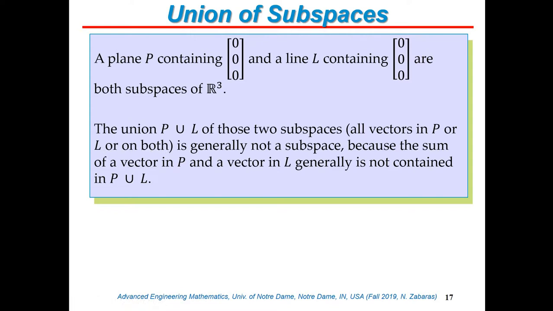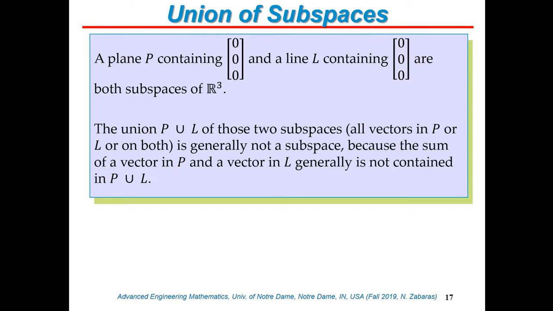Now, you can appreciate that in general, if you take two vectors from this union, so let's say you take a vector that is on the plane, and then you take another vector that is on the line, and the line is not on the plane. Okay, so if you take the sum of those two vectors, that sum is not going to be on the plane and is not going to be on the line. And that means that the union of two subspaces is not a subspace. Okay, so in general, the union of two subspaces is not a subspace.